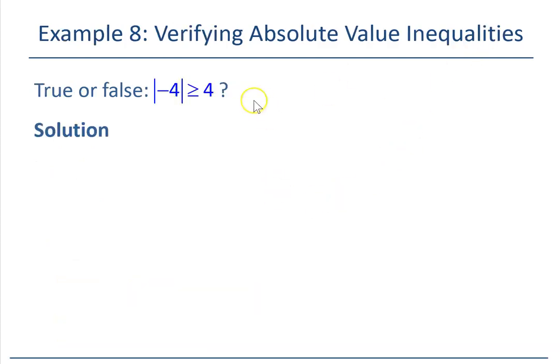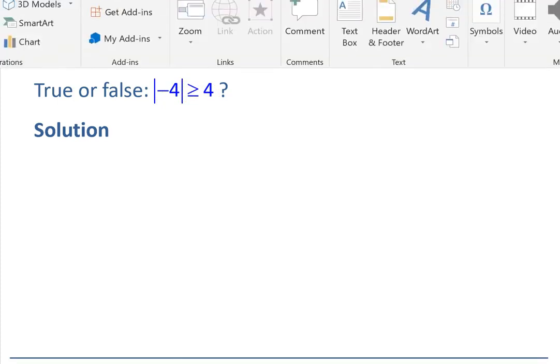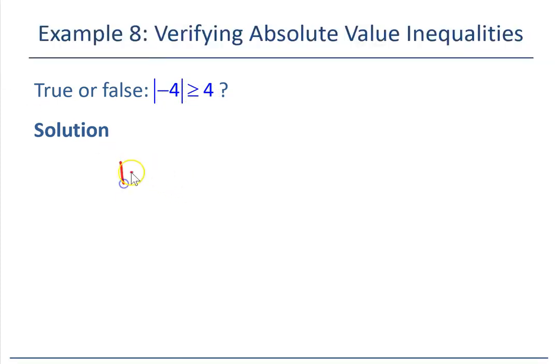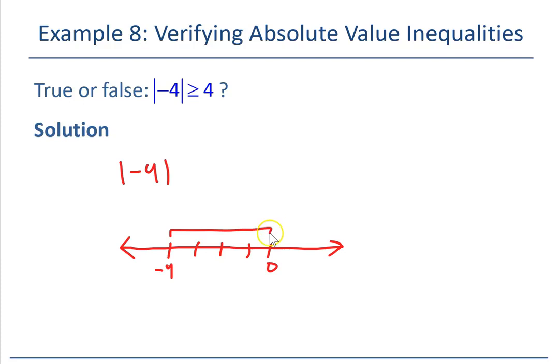Okay, let's go here and see the last one here. True or false? The absolute value of negative 4 is greater than or equal to 4. Well, let's think about this for a second. Absolute value of negative 4, what is that going to equal? If I drew a number line, put a 0 here, I'm going to negative 4, so I'll go 1, 2, 3, 4, and there's my negative 4. Well, I'm going in the direction of negative 4, but my distance from 0 to negative 4 is 4, so that actually equals 4.